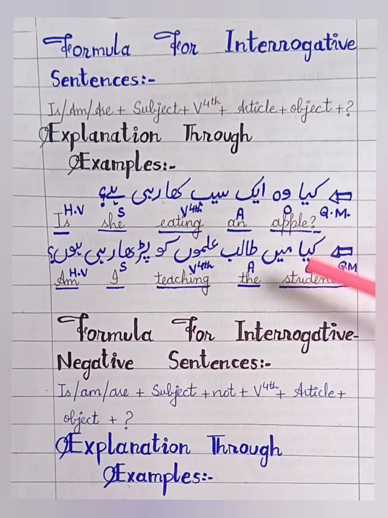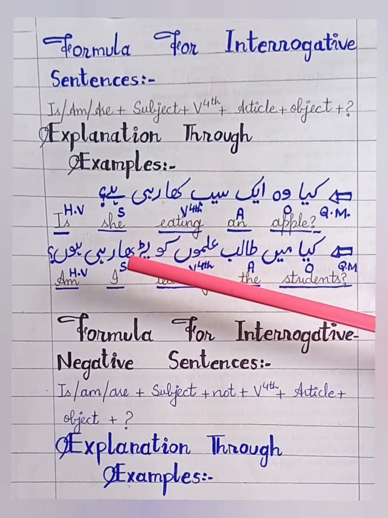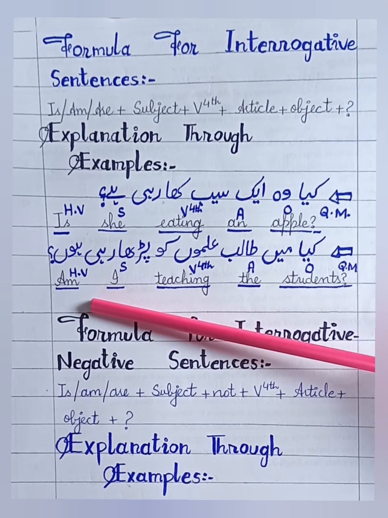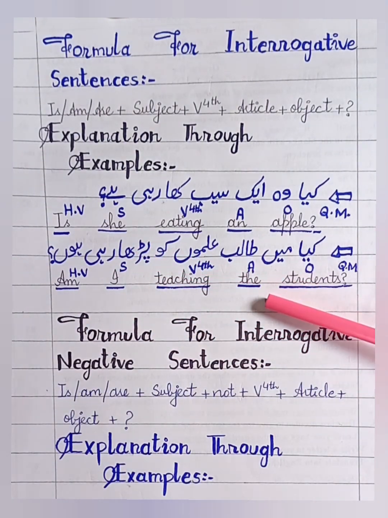The second example is this. क्या मैं तालिब इल्मों को पढ़ा रही हूँ? Now I will tell you the English version. Am is the helping verb, I is the subject, teaching is the fourth form of verb, the is the article, students is the object with a question mark.